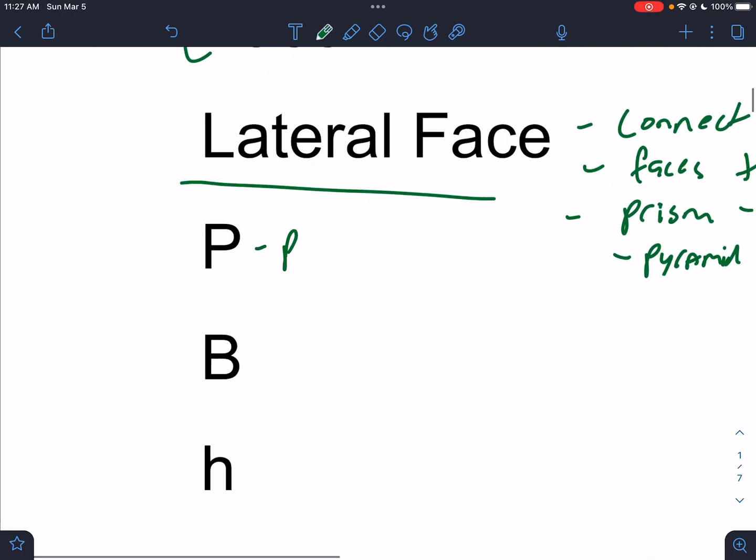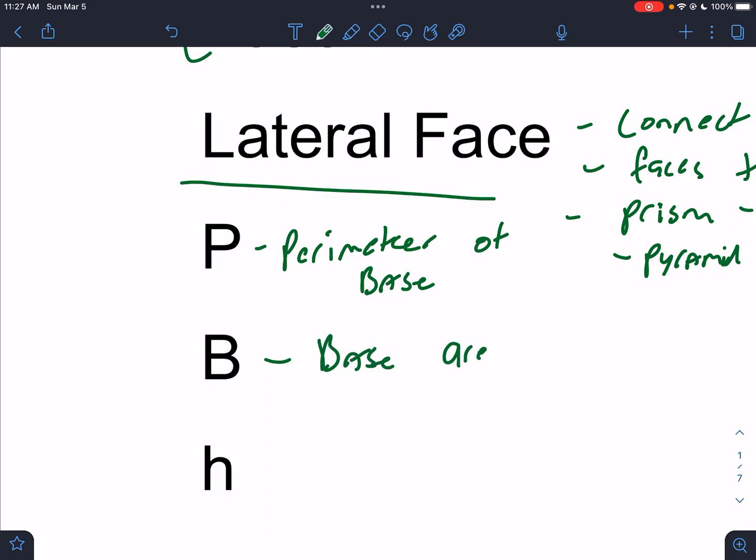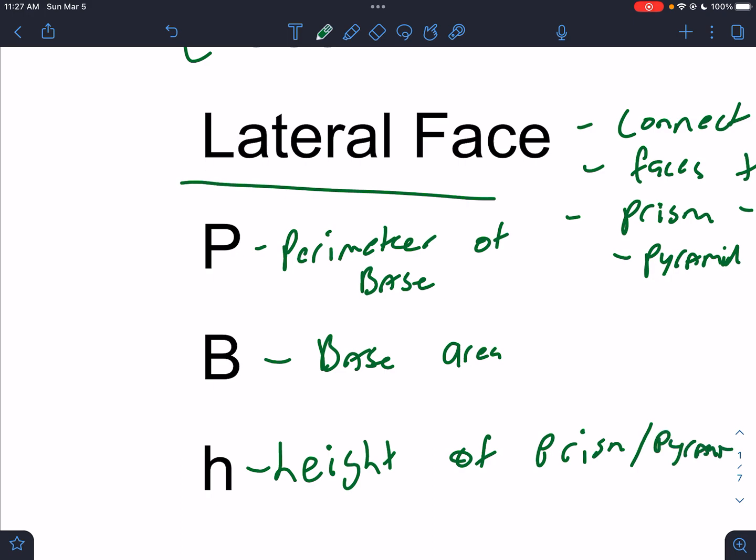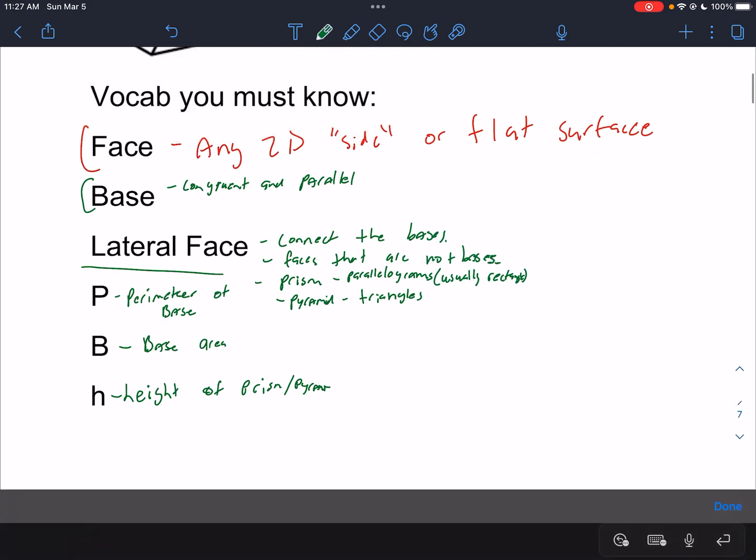Capital P is the perimeter of the base. Capital B is the base area. And this is the height of the prism or pyramid. Okay, so that's some words you need to know. We're going to move on.